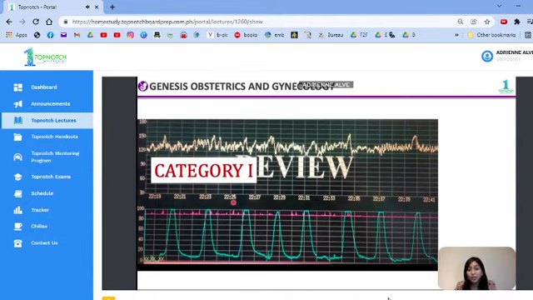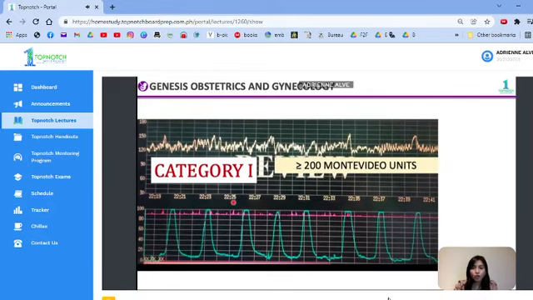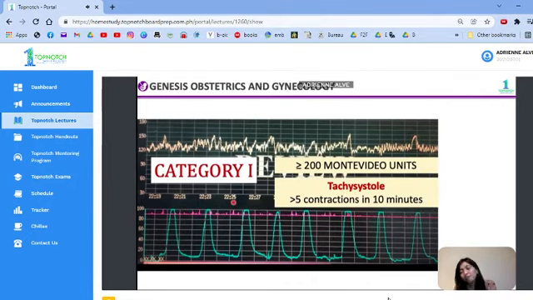So, will you give oxytocin to this patient? Do you need to give oxytocin? No need, because your contractions are adequate. If you give oxytocin in cases like this, you can end up with tachysystole. When you say tachysystole, there are more than 5 contractions in a 10-minute window.